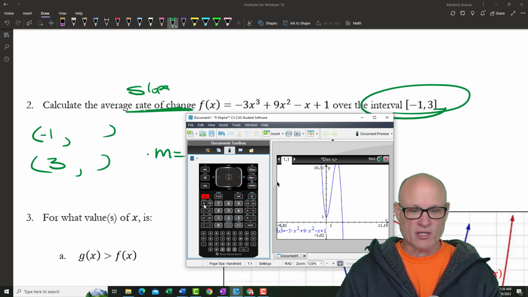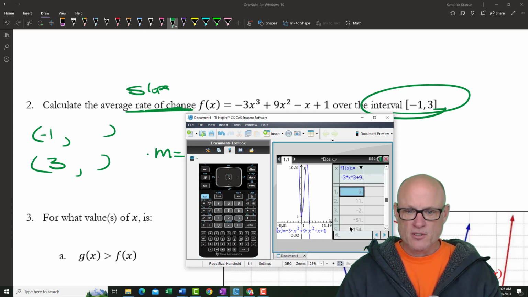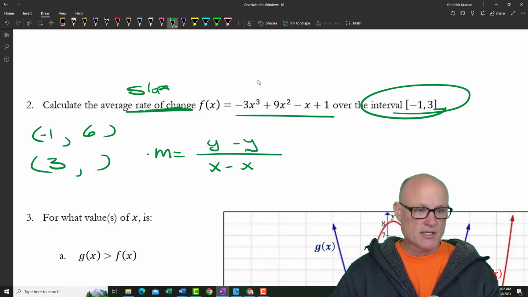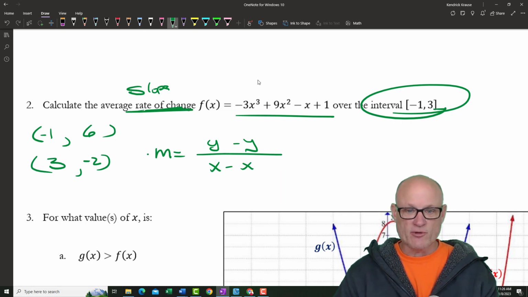So what I'm going to do is go to the table, Control T. And I'm going to go to -1. Oh, there's -1, 6. So -1, 6. And then I'm going to go down here to 3. And it looks like I got 3, -2. So 3, -2. All right, now I'm ready to do average rate of change.